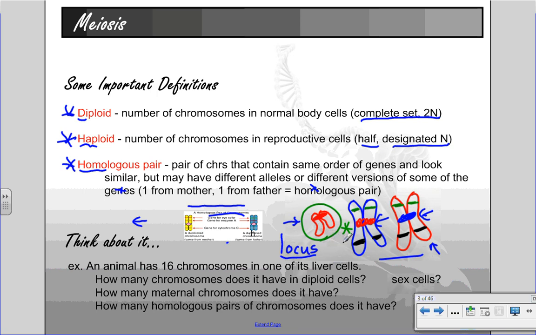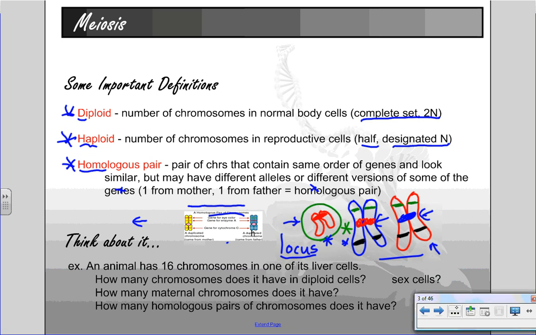If you compared, say, this blue one to this one that's in the green circle, they would not be considered a homologous pair because they're different length and they have different placement of the centromere and they would have different genes. Okay, so when you're looking for the homologous pairs, it's basically the maternal or mother copy and the paternal or father copy of the same chromosome number, for instance.